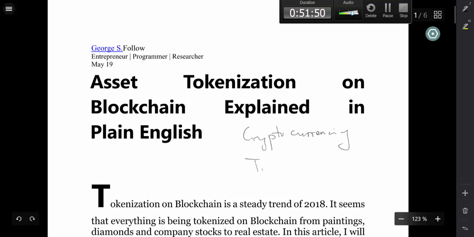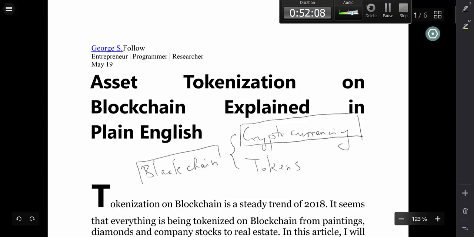And you know what tokens are. And they got something in common. They both rely on a blockchain technology. Now, you may have doubts on this one, but I think blockchain and tokens are worth some serious consideration.